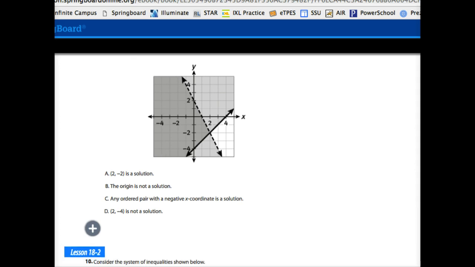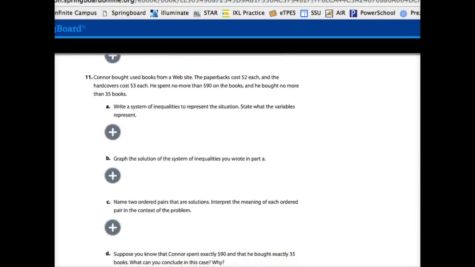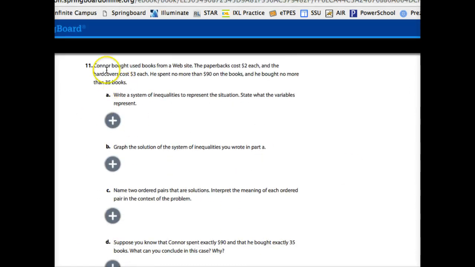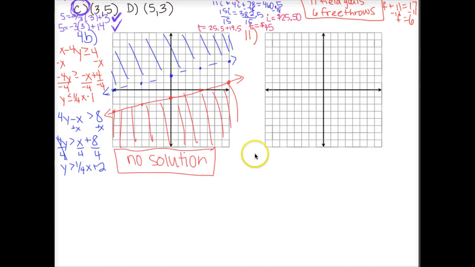All right, last one I want to look at is number 11, about Connor and his used books. So he's buying used books. The paperbacks cost $2 each. The hardcovers cost $3 each. He spent no more than $90. He bought no more than 35 books. So part A asked you to write a system of inequalities, state what the variables represent. So asking us, just like we always do, to define our variables.